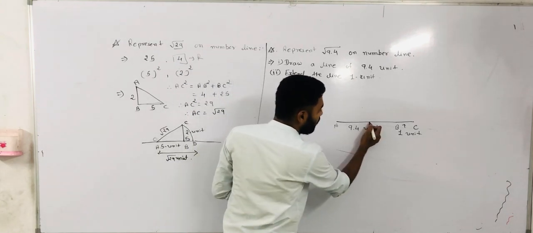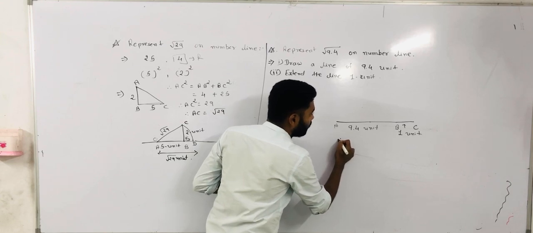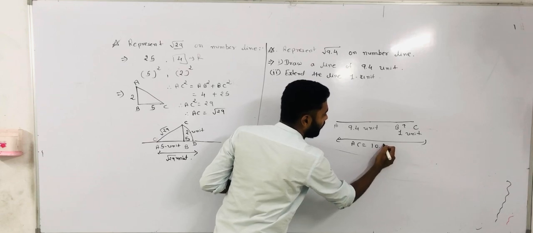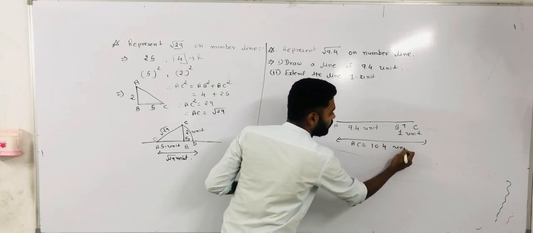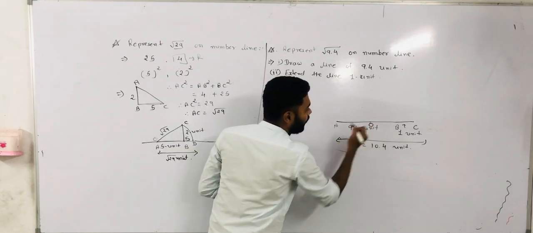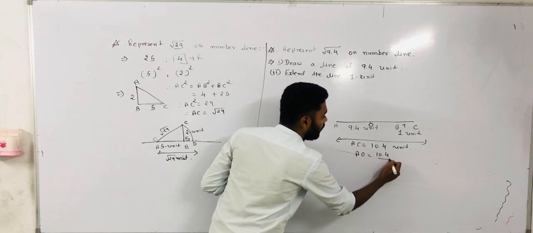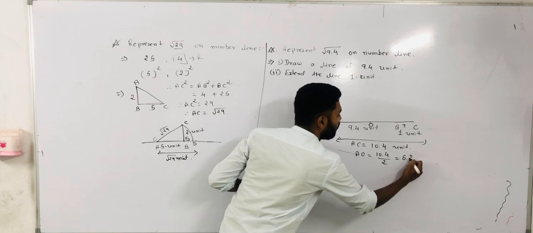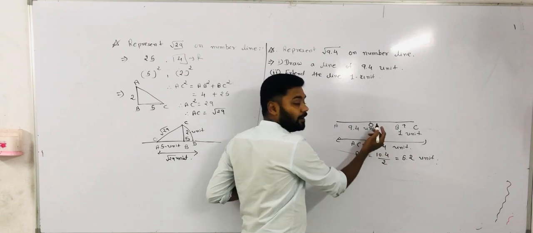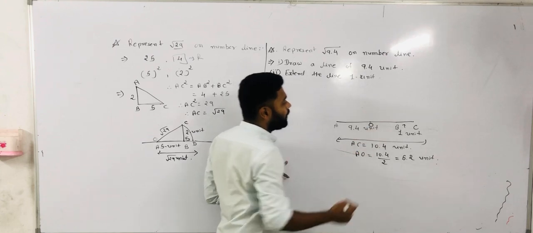Now find the center of line AC. We know that the total line AC is equal to 10.4 units. Exactly dividing it, we will get point O. So distance AO equals what? 10.4 divided by 2, that is equal to 5.2 units. So this way we will get exactly the center point of line segment AC. Mark that point as O.